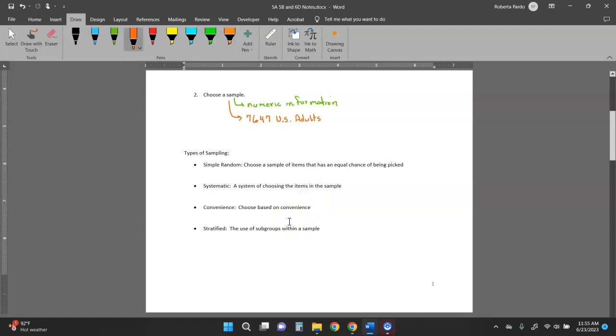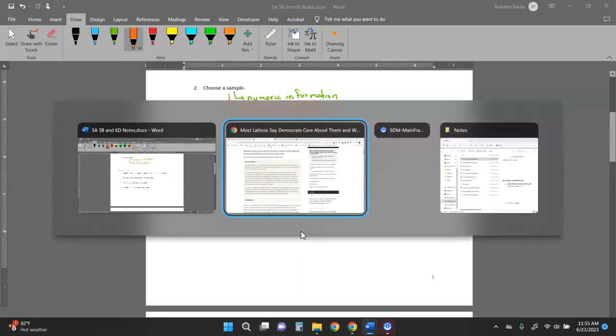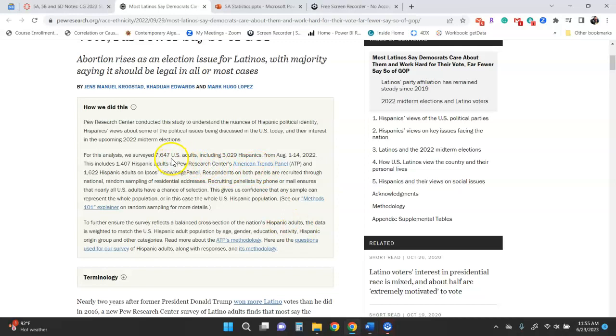Then there's convenient sampling. Say I want to find out something about people's grocery shopping preferences, or what they do when they're in a grocery store. Maybe because I shop at Fry's, I'm going to look at Fry's and Sprouts because those are convenient for me. And then stratified sampling, where we take a sample and then break it into subgroups. This article is a good example of that, where we have 7,600 adults, including 3,000 who were Hispanic. So it's been broken into Hispanics and non-Hispanics.